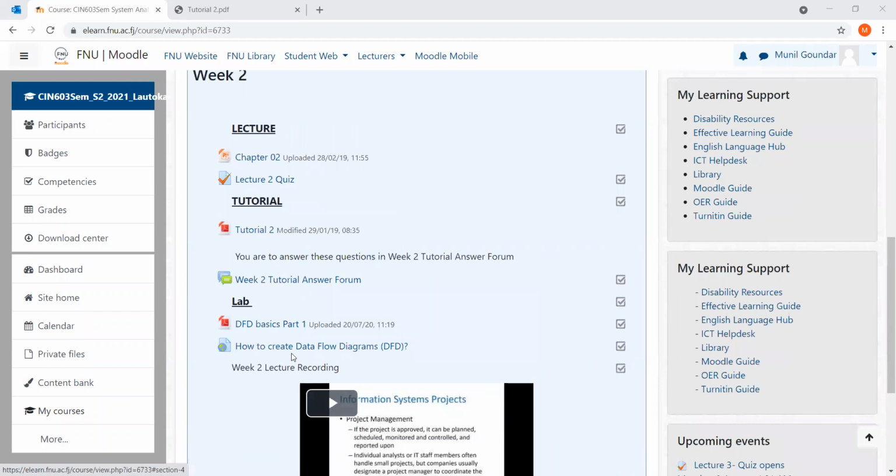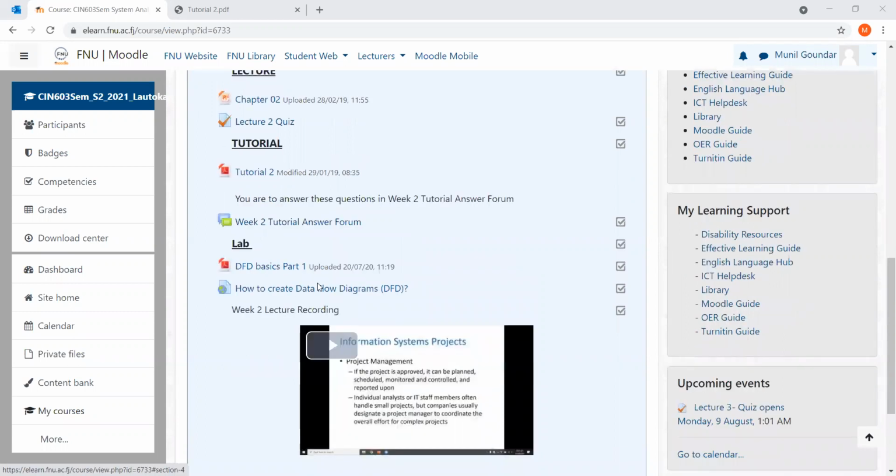So this week we will go over the tutorial 2 questions and the answers, and just like last week, we'll be discussing them. And if you have any questions or queries, you can ask in the middle of the tutorial questions.